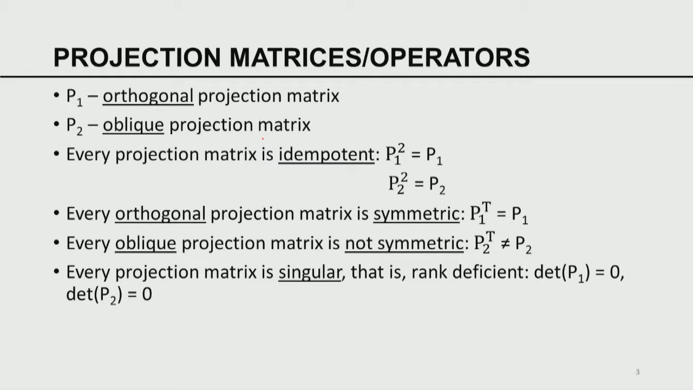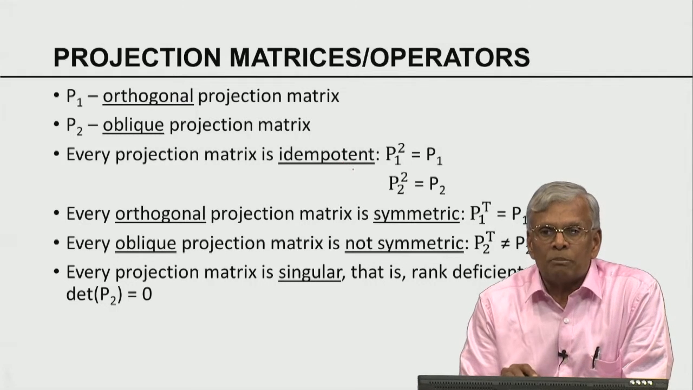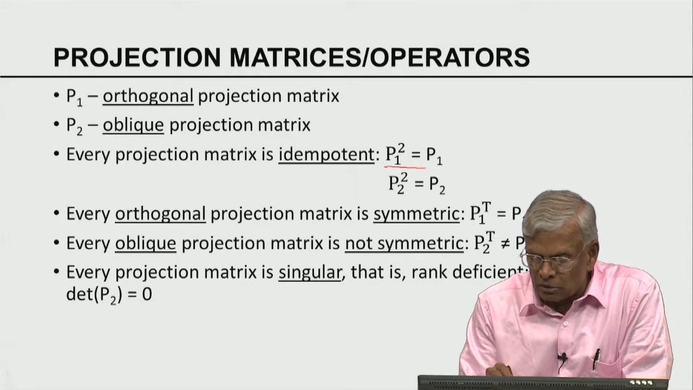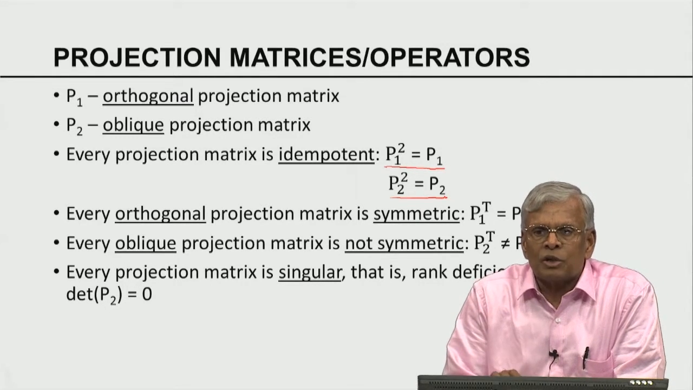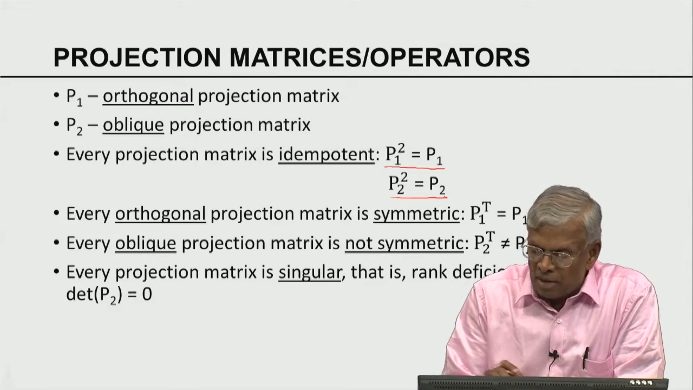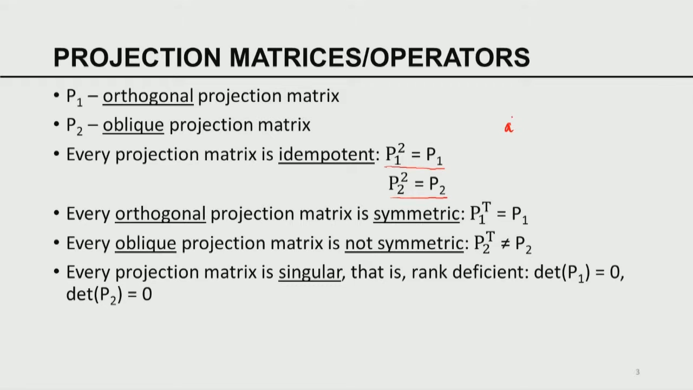Every projection matrix has a fundamental property that is idempotent. By idempotency I mean P1 square is equal to P1, P2 square is equal to P2. So here I am looking for a matrix whose power is equal to itself. Let us recall in terms of numbers. If I have a number a, and I want a square to be equal to a, I have to solve this equation. This equation essentially tells you a times a minus 1 must be equal to 0. That essentially gives you either a is equal to 0 or a is equal to 1. So there are only two numbers which when squared are equal to themselves, 0 and 1.